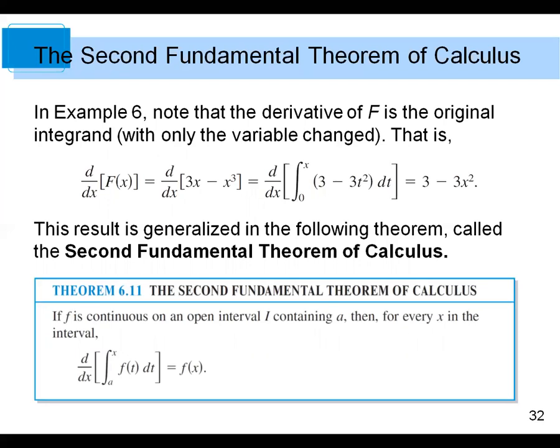Note that in example 6, the derivative of capital F is the original integrand. So if I have 3x minus x cubed, if I differentiate that, I would get 3 minus 3x squared, which is the same function as the integrand, except just x was in place of t. Now that result is generalized in the following theorem called the second fundamental theorem of calculus, which basically just says if you differentiate an integral with respect to x, remember, the definite integral as a function, you anti-differentiate it, you get a function of x. If you differentiate it, you should get back to the original function you started with in terms of x.